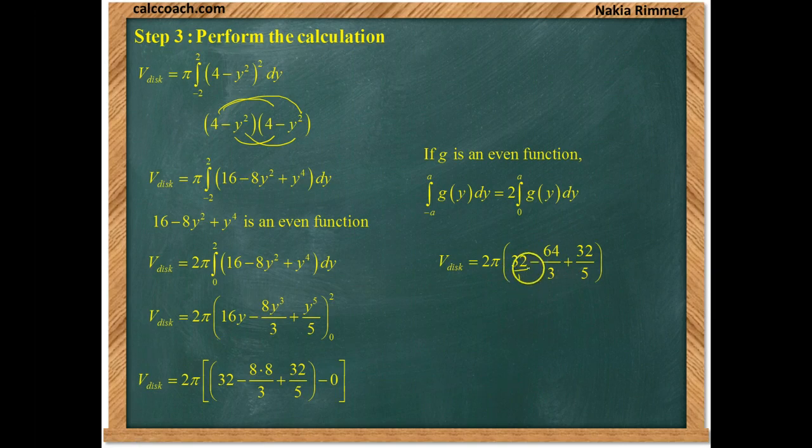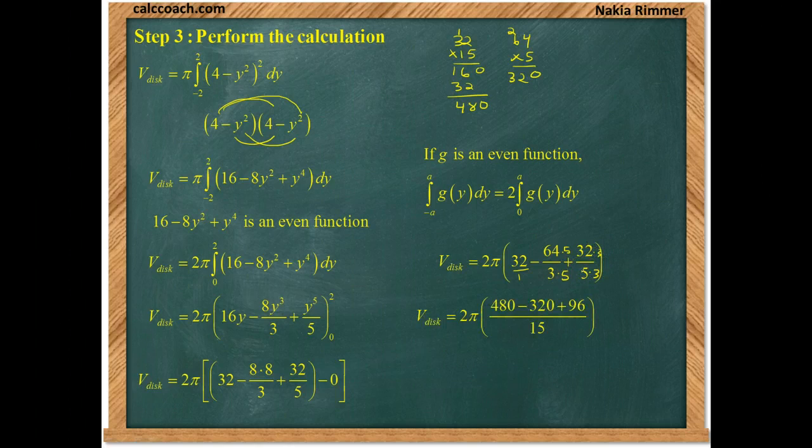So we have to multiply 32 times 15, without a calculator. So we have 160 and a 32. We have 480. We have to multiply 64 times 5. We're going to have 320. And we have to multiply 32 times 3. That's going to be 96. 480 take away 320 is 160. 160 add on the 96 is 256.